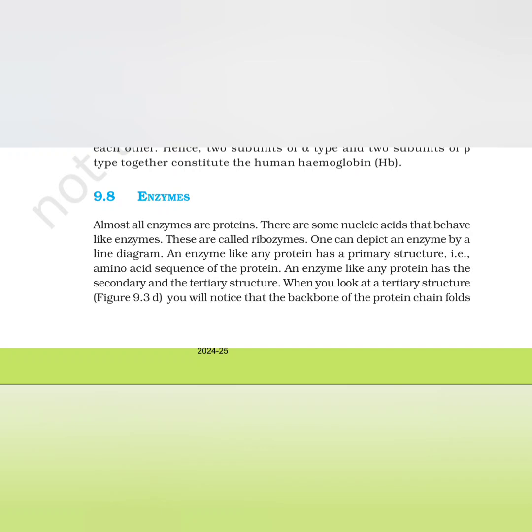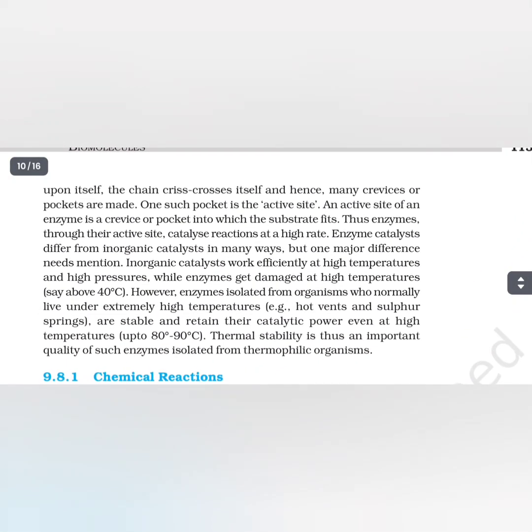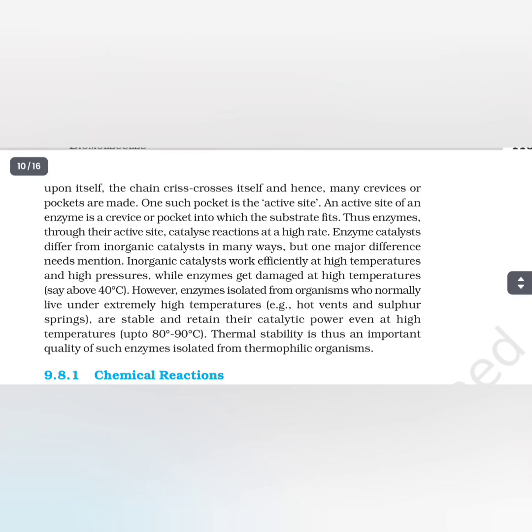When you look at a tertiary structure, you will notice that the backbone of the protein chain falls upon itself. The chain crisscrosses itself, and hence many crevices or pockets are made. One such pocket is the active site. An active site of an enzyme is a crevice or pocket into which the substrate fits. Thus, enzymes, through their active site, catalyze reactions at a high rate.